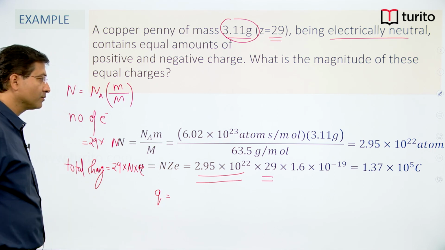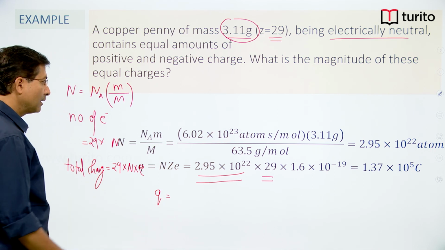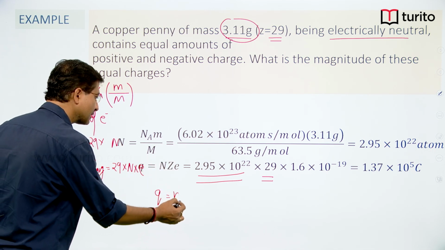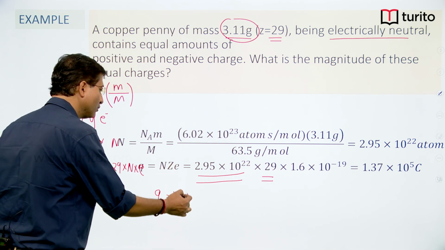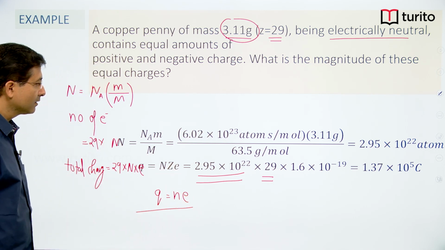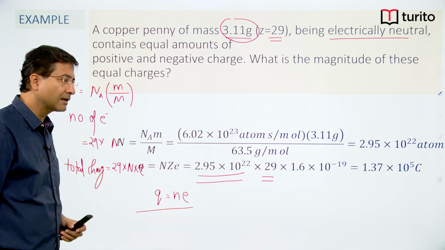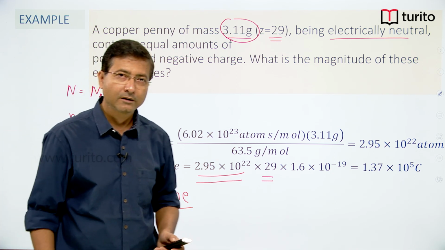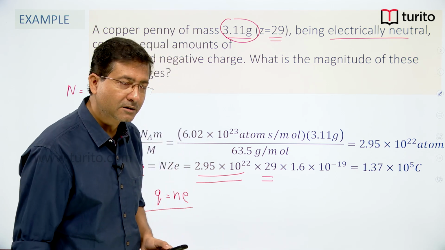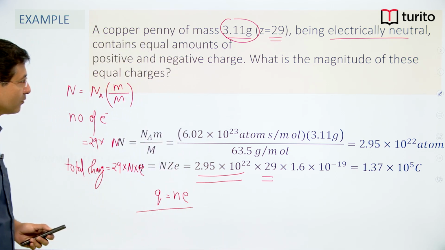Q is equal to, let us write, n into e, right. Get the number, multiply by the charge on electron, and you will get the total charge on the body. I hope this example is clear. Now, let us move on.